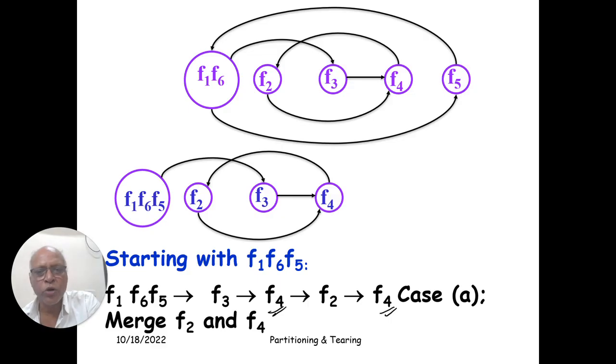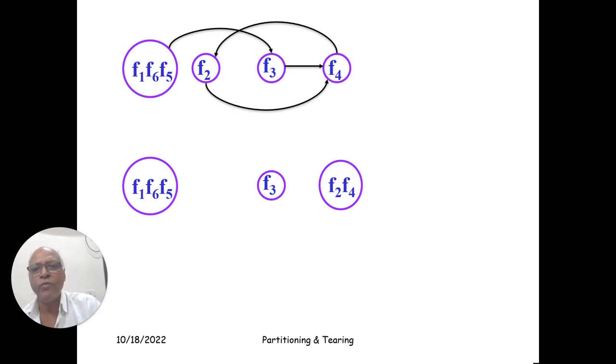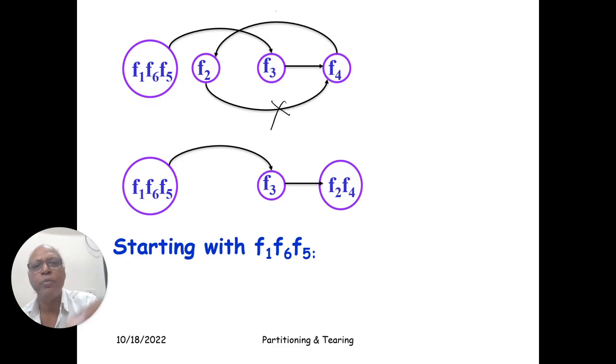So what you need to do? You need to merge F4 with F2. When I merge F4 with F2, these two edges will vanish. So redraw the graph. This was the previous one. When you merge F2 with F4, we will be left with only 2 streams because these two will be vanishing.